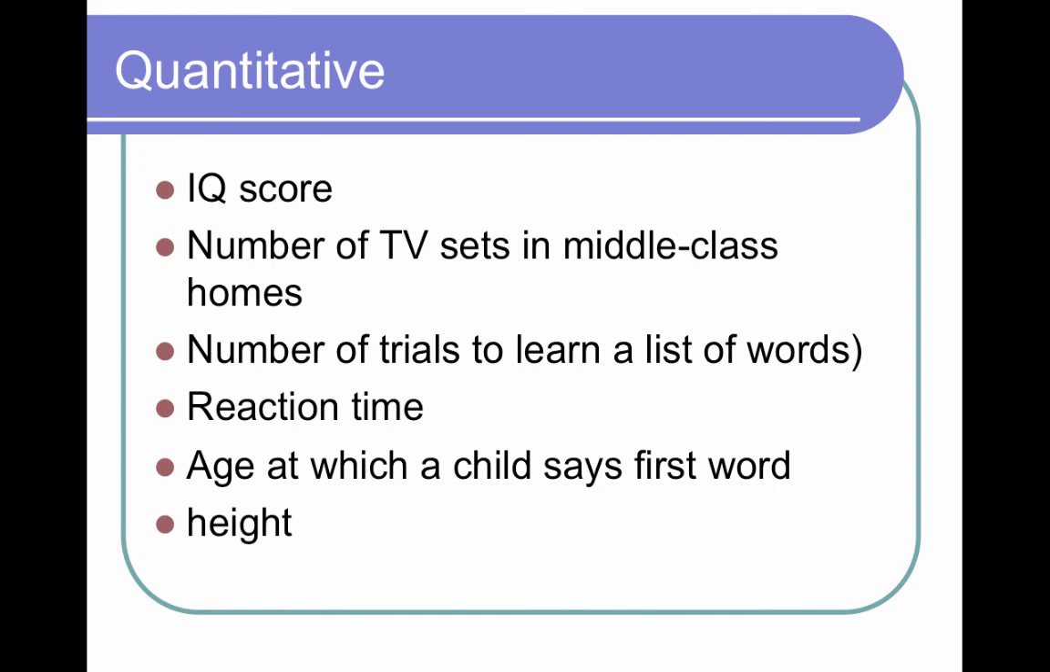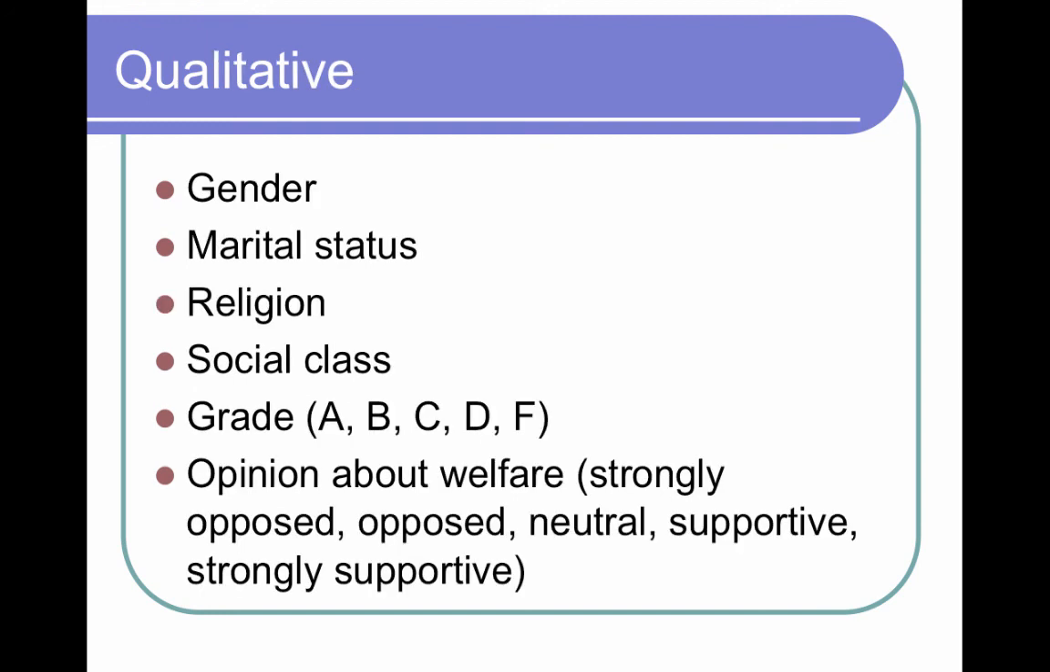Here's some examples of quantitative data: IQ scores, number of TVs in your home, number of trials it takes to learn a list of words, your reaction time, age at which a child says their first word, and height. Here are qualitative data. Keep in mind that this is nominal data, okay? Typically speaking, gender, marital status, religion, those don't already have numbers that come with them. So we have to assign them numbers, and I'll show you how to do that when we get into SPSS.